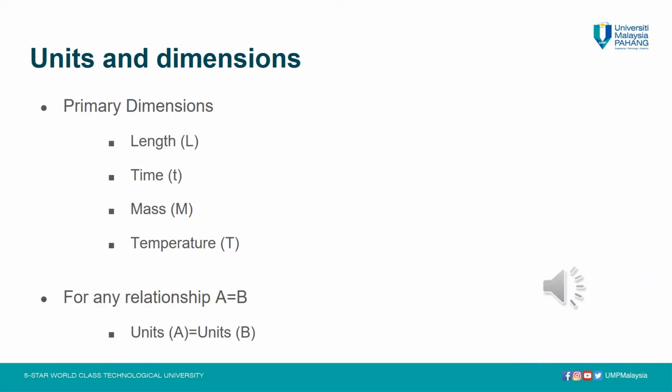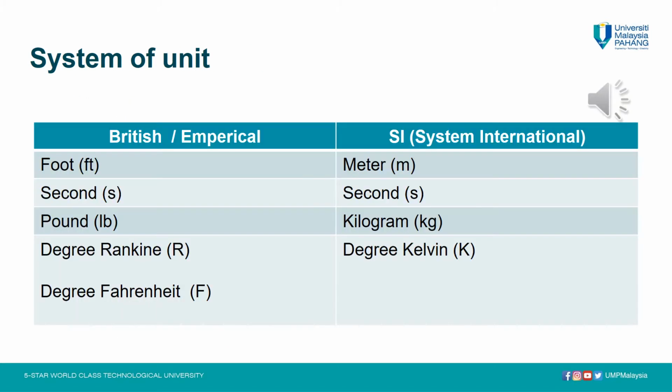In any technical work, the units in which physical properties are measured must be stated. A system of units specifies the unit of the basic quantities of length, time, force, and mass. The units of other terms are then derived from these. Okay, here are the systems of units. We have two kinds of system, which is British or empirical units and SI units. I believe you have learned it before.